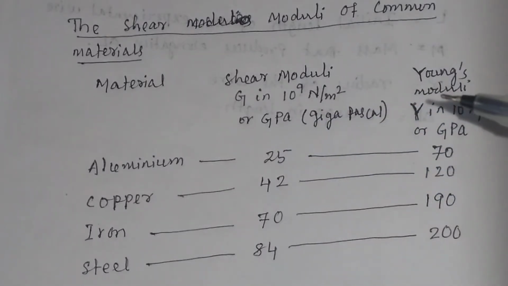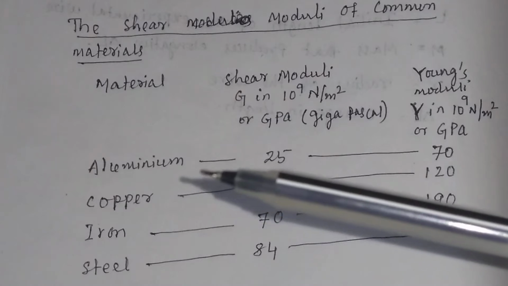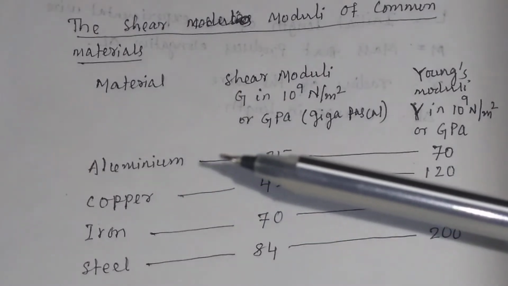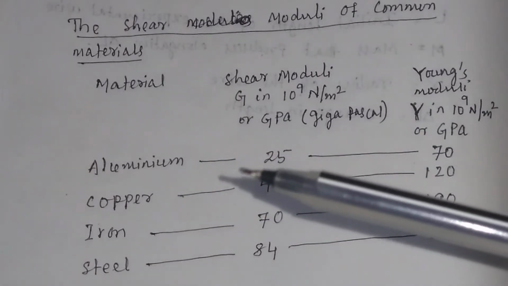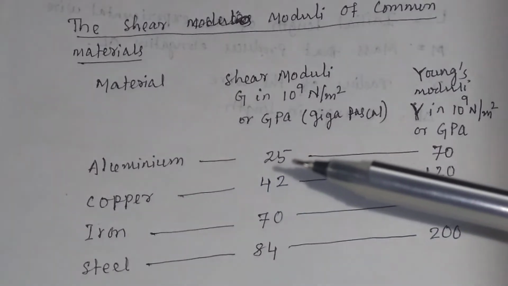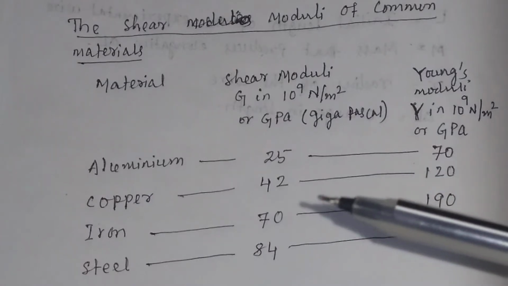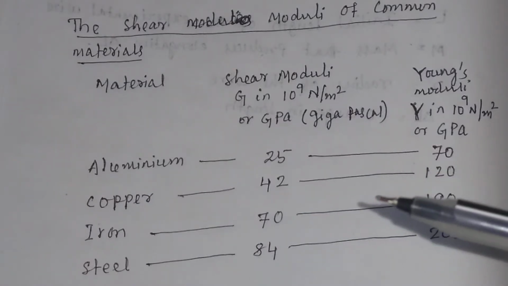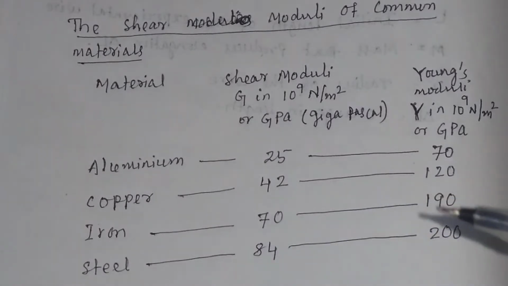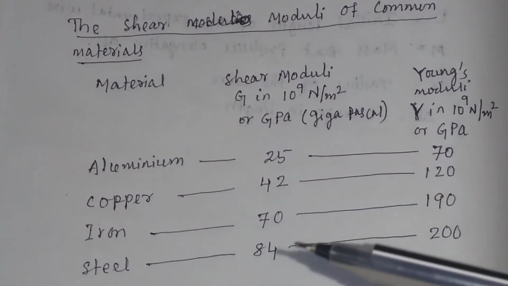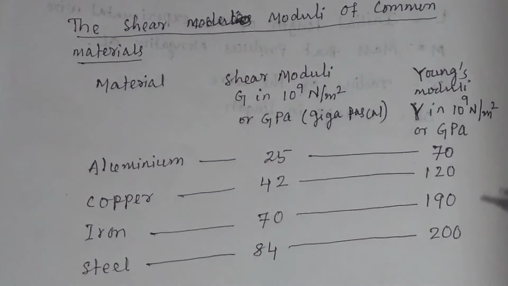Similarly, Young's modulus Y is also of the order of 10 to the power 9 Newton per meter square, or of the order of gigapascal. And if you see the shear modulus and Young's modulus of the different materials, for aluminum shear modulus is 25 and Young's modulus is 70. For copper it is 42 and 120. For iron it is 70 and 190, and for steel it is 84 and 200.